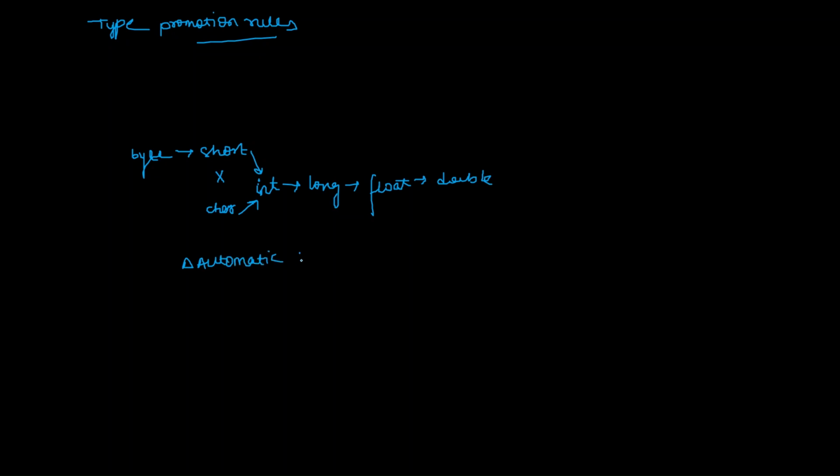In the type promotion rules, we know that a byte can be converted to short, short can be converted to int, int can be further converted to long, long to float, float to double, and the char data type can also be converted to int. You should note this. But a char data type cannot be converted to short, or a short cannot be converted to char unless it is explicitly typecasted. This is for automatic type promotion by the Java compiler. The Java compiler follows this hierarchy in order to promote from one data type to the other.